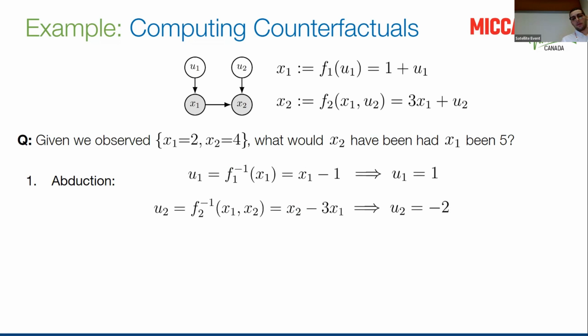Another way to look at this is through the lens of inverting the mechanism of the variables. So if we invert the mechanism with respect to the exogenous noise, then we perform abduction. And these are the closed form solutions for these 2 mechanisms.